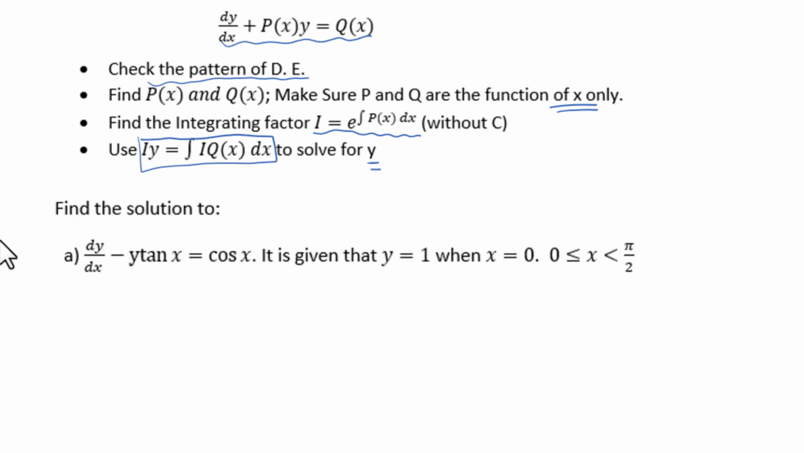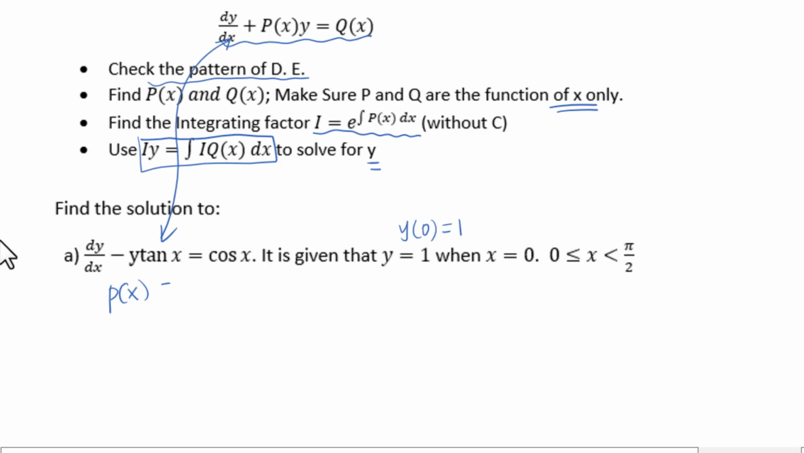For part a, dy/dx minus y times tangent x equals cosine x. It's given that y of 0 equals 1. x is in the first quadrant. We check the pattern first. It's exactly this pattern. p of x equals negative tangent x. q of x equals cosine x.